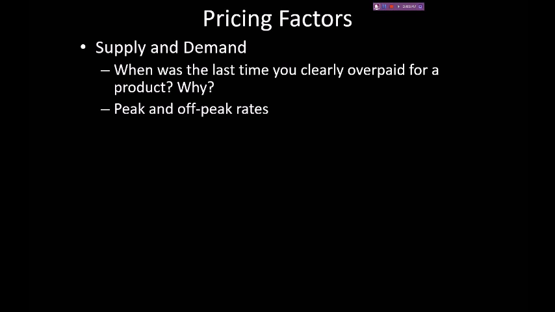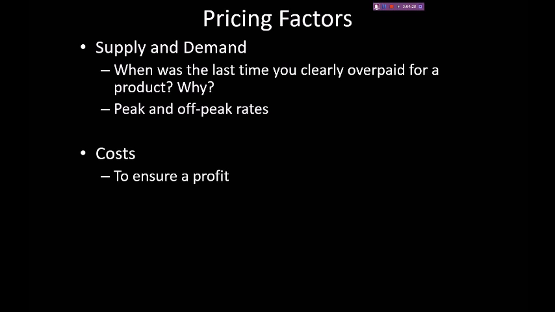When was the last time you or your parents overpaid for a product? Why? Sometimes different areas have what are called peak and off-peak rates. Sometimes those peak and off-peak rates have something to do with the season. For example, during the winter, skis are probably a little more expensive than they are during the summer. They have those peak seasons when they can raise prices because everybody's going to go buy them. Or they have those off-peak seasons where they're going to lower prices because there aren't as many people purchasing the product.